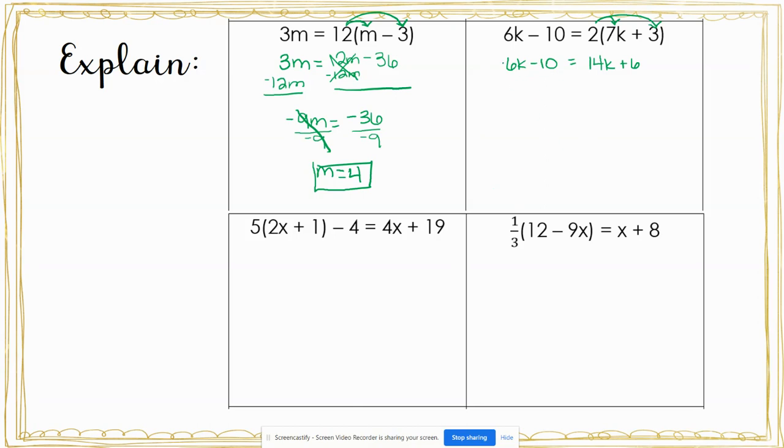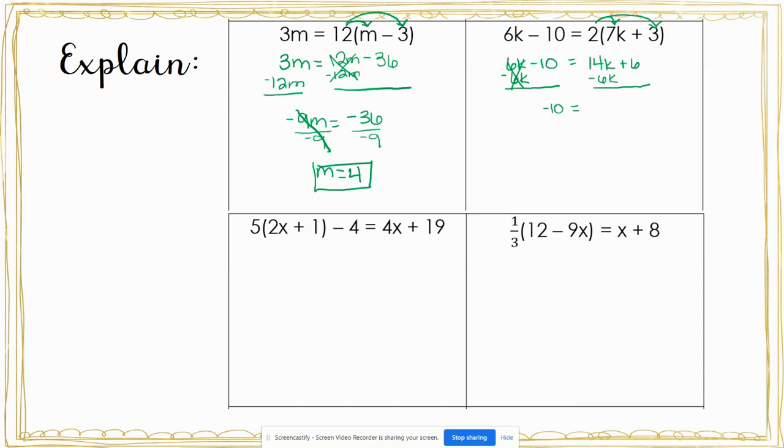Now I can see that I have a variable on both sides of the equation, so I need to move one. For this one, I'm going to move my 6k since that's smaller. Since it's a positive 6k, I'm going to do negative or minus 6k on both sides of the equation. 6k minus 6k is 0, so these cancel, and then 0 minus 10 leaves us with negative 10.